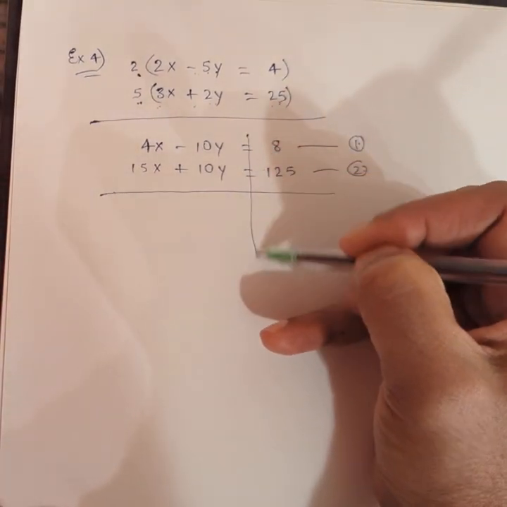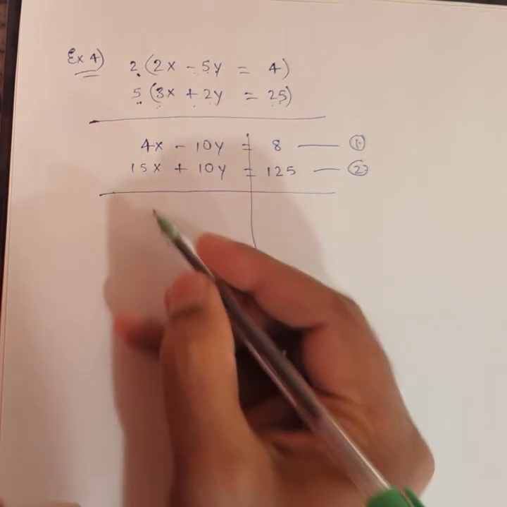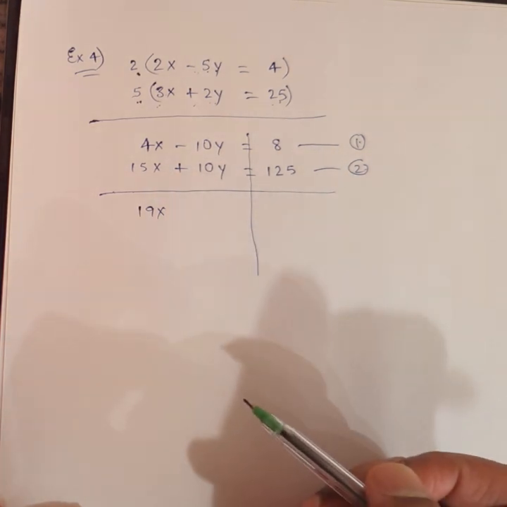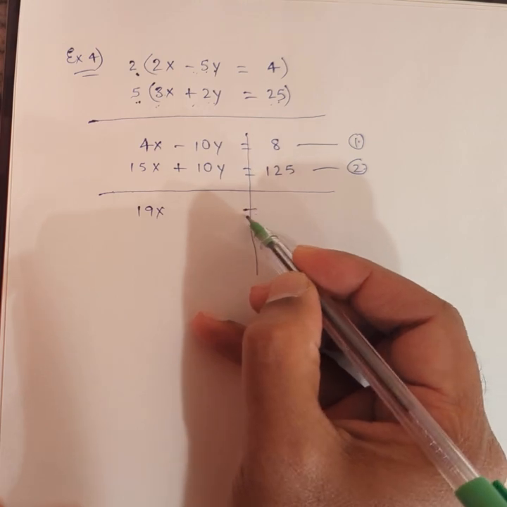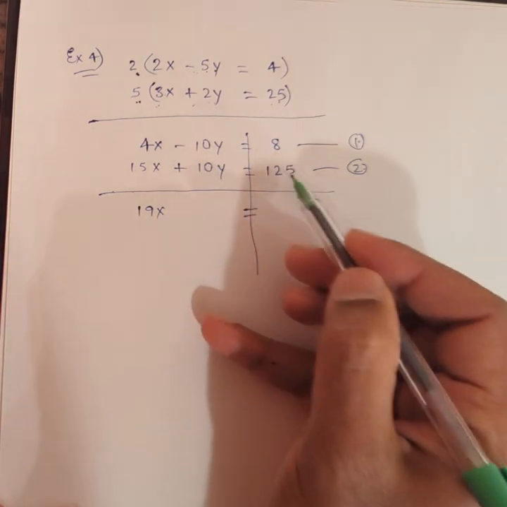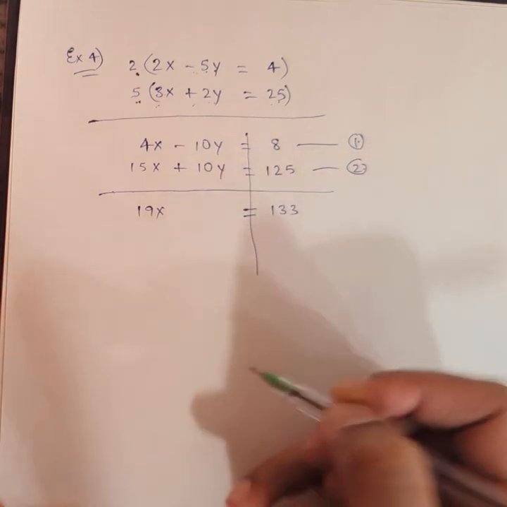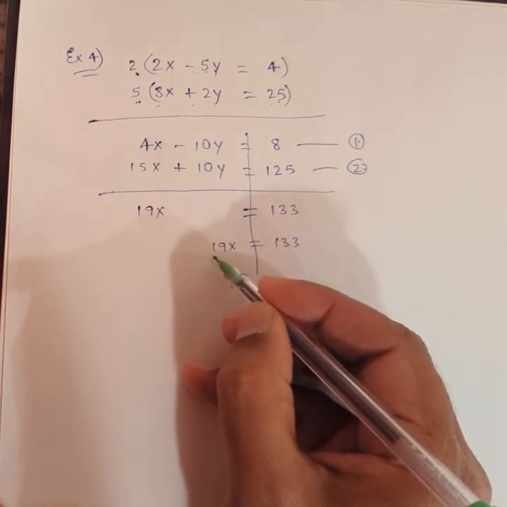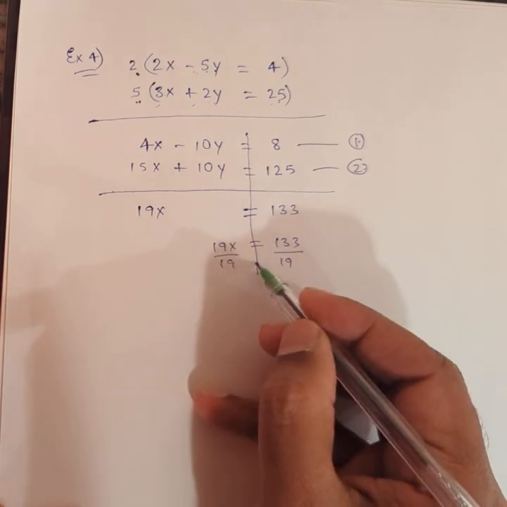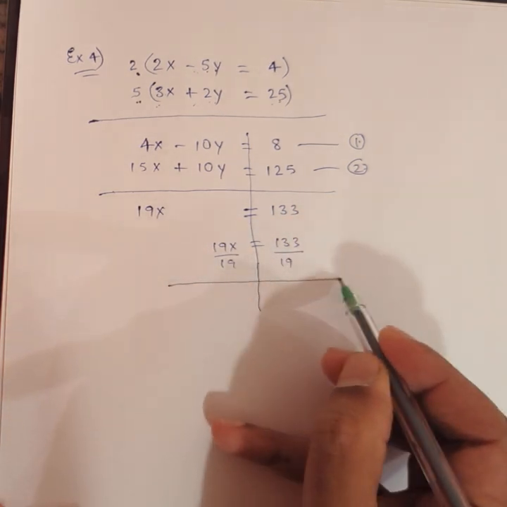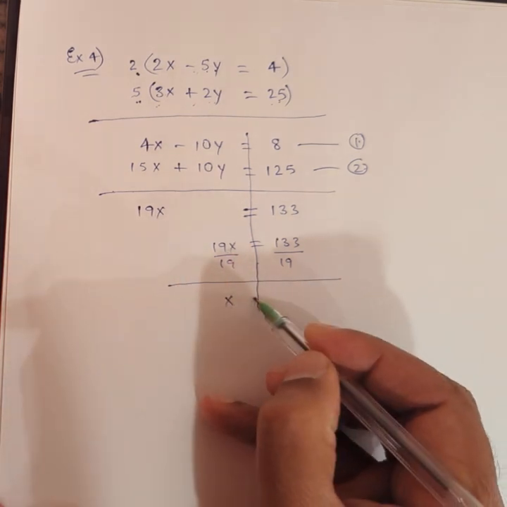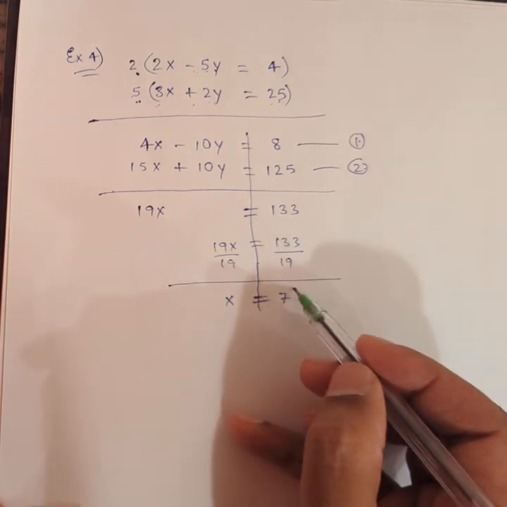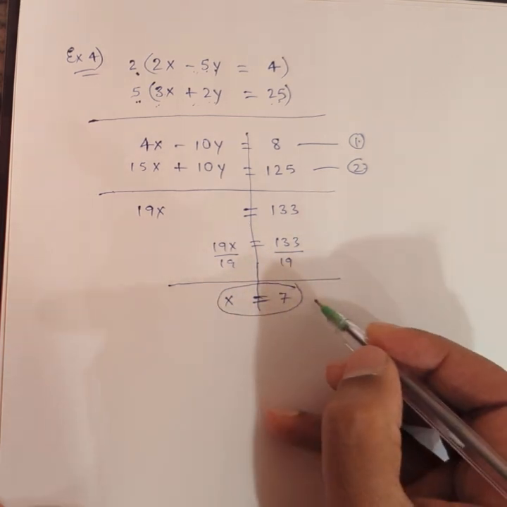Now we are ready to add them because we have opposites. 4x plus 15x is 19x. Minus 10y plus 10y cancel each other out. So there's no y, which is what we want. We don't want two variables here. 8 plus 125 is 133. And you divide both sides by 19. And 133 divided by 19, you can use a calculator for that. On the left side, it's just x, and right side becomes 7. So that's our partial solution.